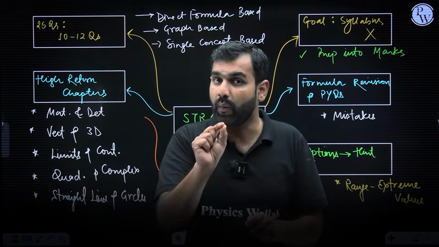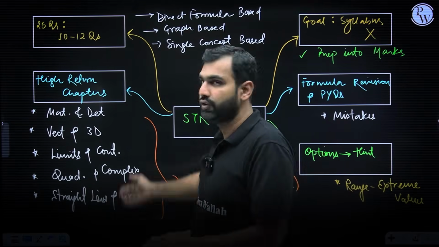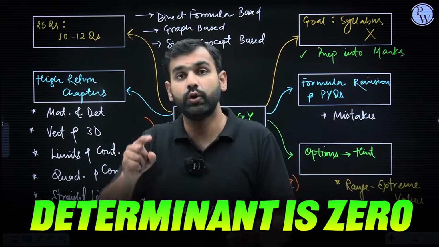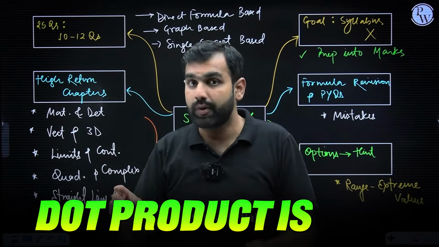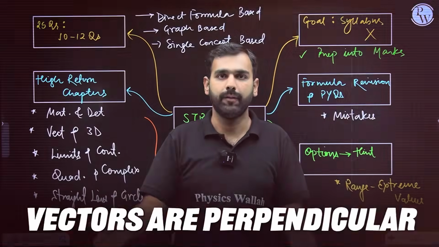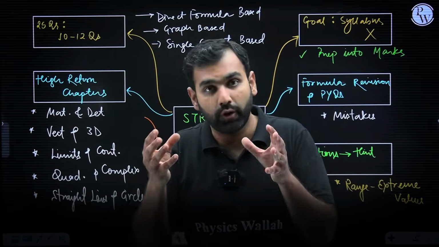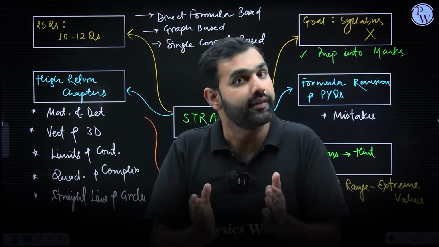And you should know the nuances which are there in these chapters. For example, if the determinant is 0, we know there are infinite solutions. If the dot product is 0, the vectors are perpendicular. The question will solve itself automatically if you know these nuances. Trust me, have faith in that.